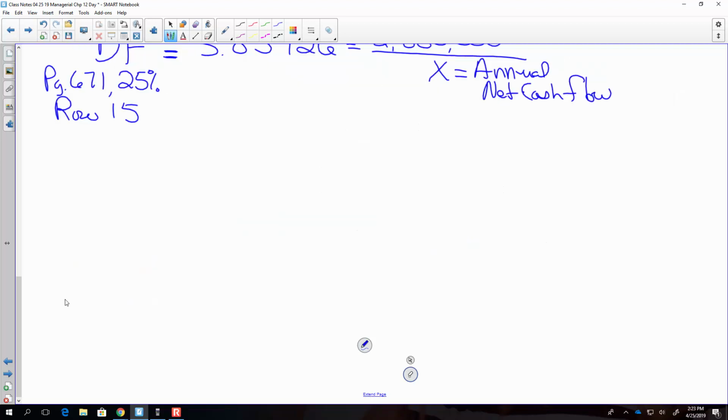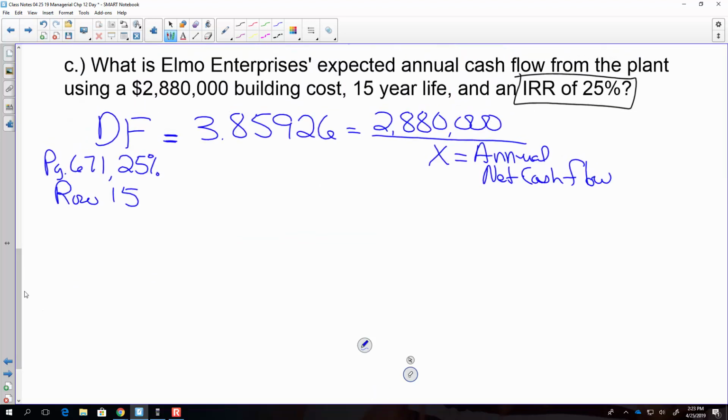So we basically got to get X by itself. I can put X on this side is equal to 2.88 million. Oops, I forgot a 0. So how do I get X by itself? Divide, right?